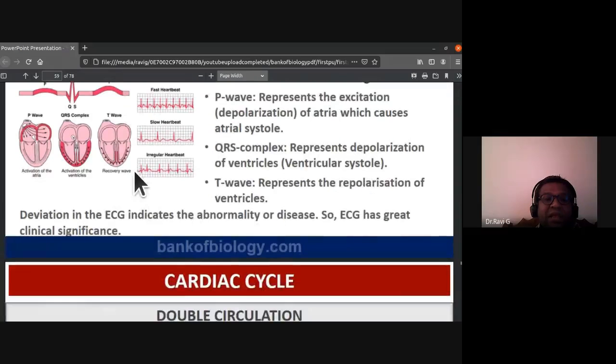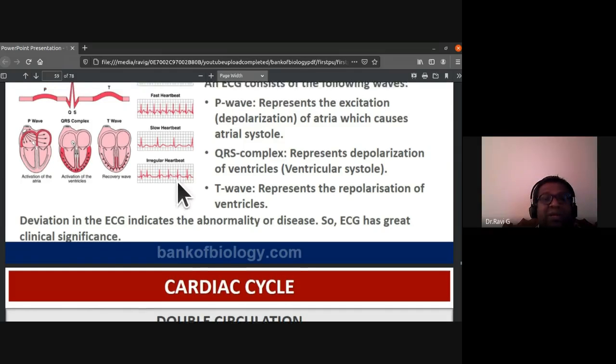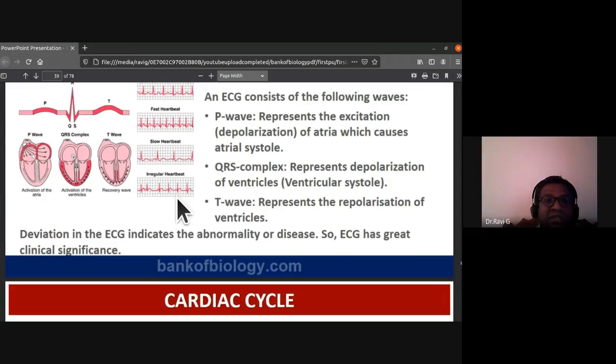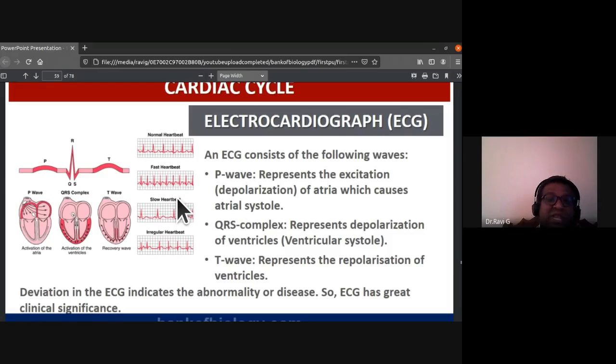In an irregular heartbeat, some heartbeats are strong and there are differences between them. So through the ECG, you can notice the normal heartbeat, fast heartbeat, slow heartbeat, and irregular heartbeat. Any deviation in the ECG indicates an abnormality or disease. So ECG has great clinical significance.